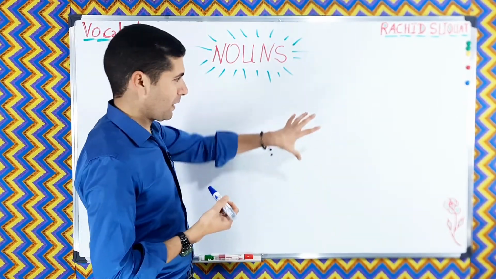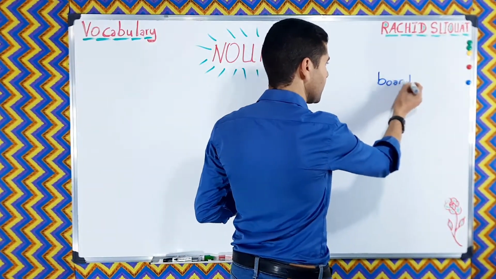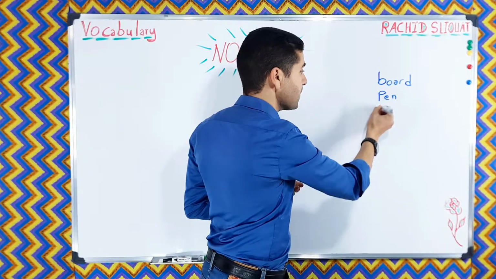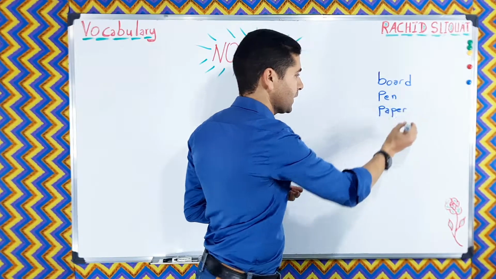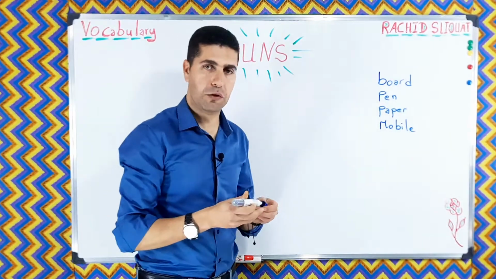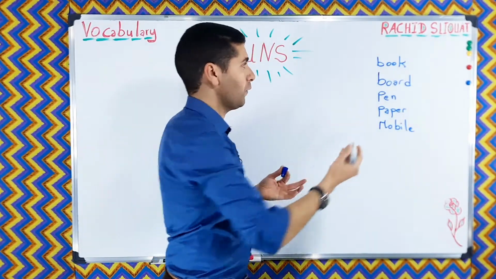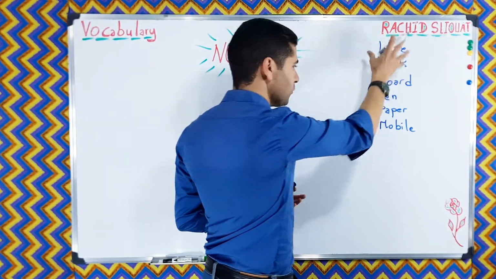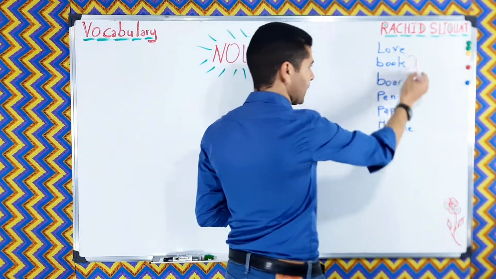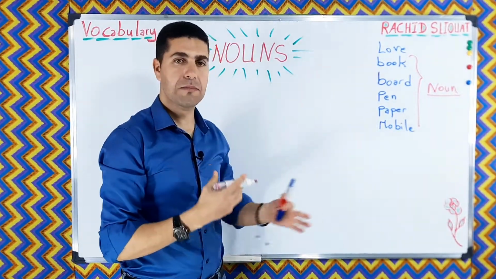For example, this is a board, so we can talk about board. We can talk about pen, paper, mobile phone, marker, book, and love, for instance. As you can see, these are all examples of nouns, and these nouns can stand by themselves.